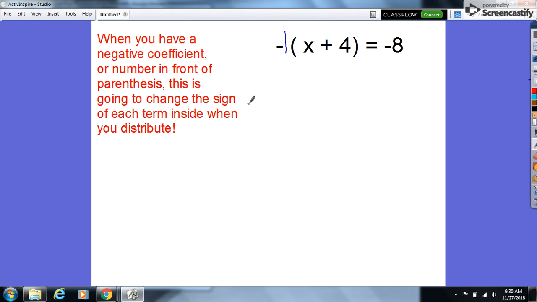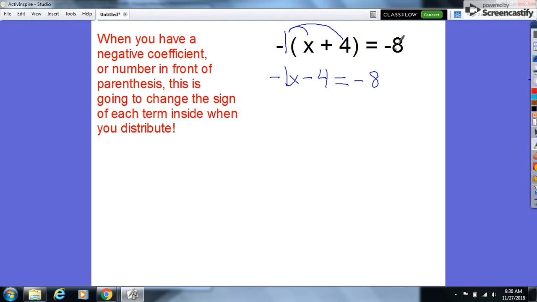If you remember when we learned distributive property, the number or coefficient in front of the parentheses gets multiplied by both items inside because it's telling us how many groups. So what I'm going to do is take this negative 1 and multiply it by x. That gives me a negative 1x. And I'm going to take that negative 1 and also multiply it by that positive 4. That's going to change this plus sign and make that a negative 4. So a negative coefficient, it could be a 1 or a 2 or a 3, is going to change the signs of the numbers inside the parentheses.